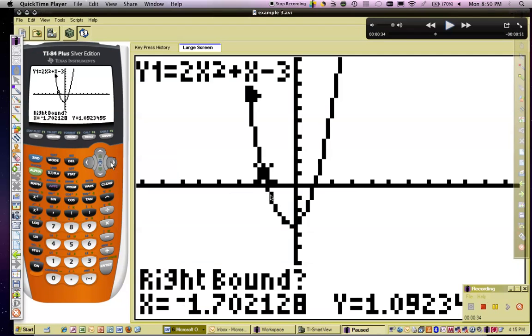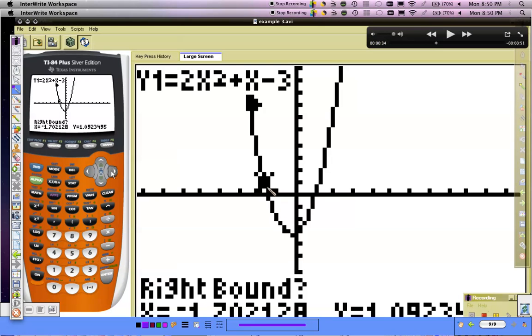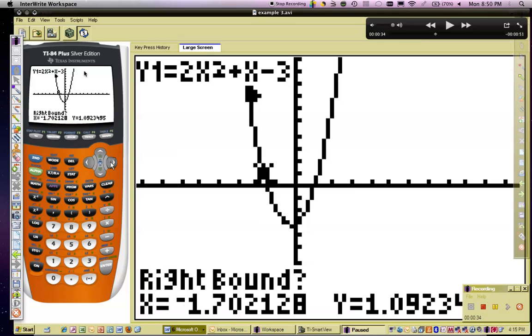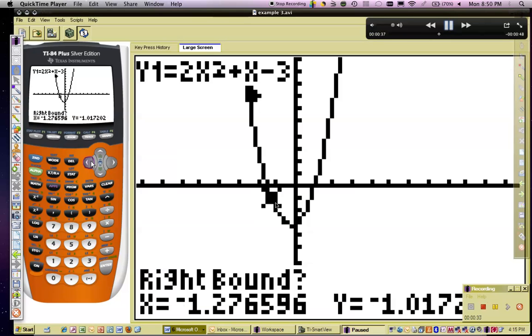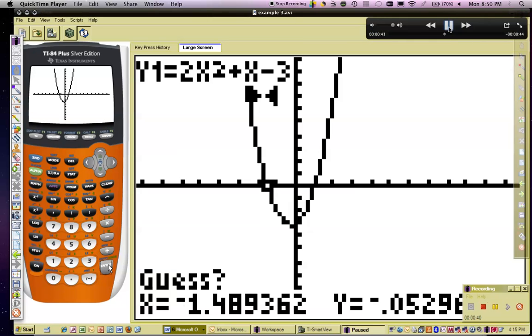To find the right bound, it's just on the other side of wherever my 0 was. If my left bound was somewhere over here, my right bound is going to be just on the other side of that 0, and I just need to move the cursor there and press enter. Let's see that happen. Yep, I'm right there, press enter, and now this other thing comes up that says guess.